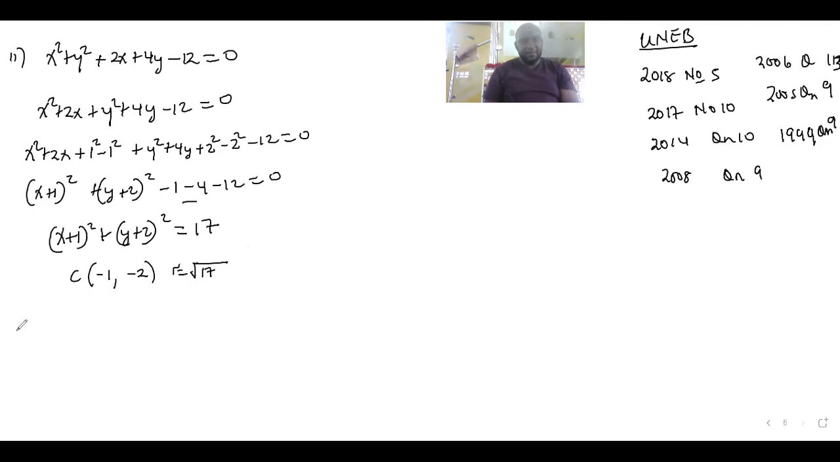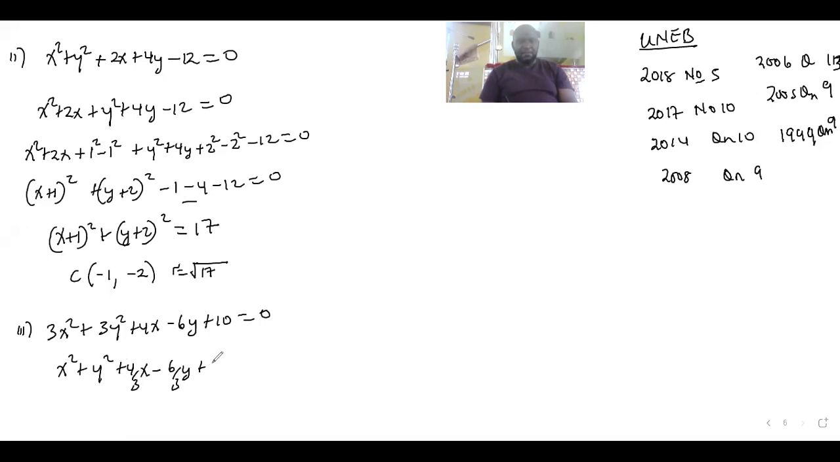Maybe if they have given us 3x squared plus 3y squared plus 4x minus 6y plus 10 is 0. Then they ask you to find everything about the circle, center, radius, you know. The first thing you do here is to divide everything by 3 and realize x squared plus y squared plus 4 over 3 x minus 6 over 3 y plus 10 over 3 is 0.